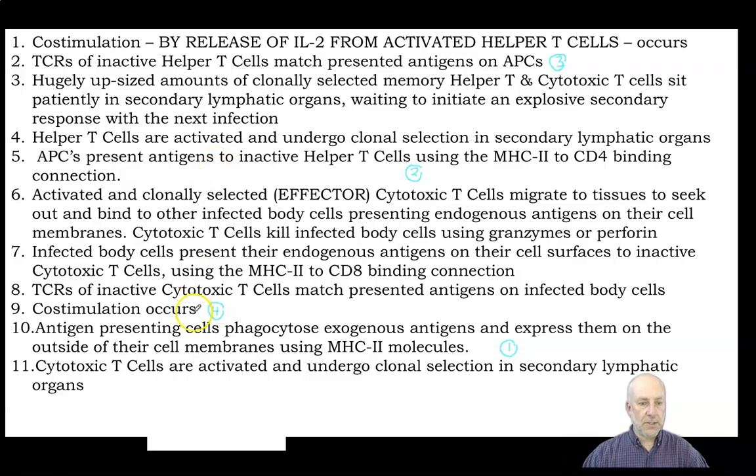Okay, and now you're going to blow them up. This is clonal selection, okay? Boom. Cytotoxic. No, not cytotoxic. Oh, I almost went for that. Helper T cells. Okay, helper T cells are activated. Boom. Helper T cells, these are the first 5. And they're going to be the first 5 when we do this in the next module too. Helper T cells are activated and undergo clonal selection in the secondary lymphatic organs.